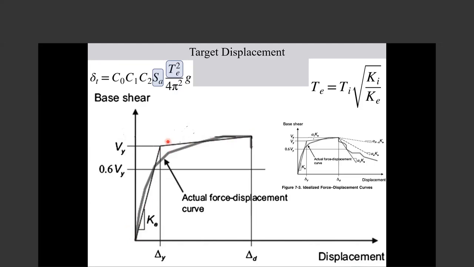These two lines should satisfy two requirements. One requirement is that the area under these two lines should be equal to the area of the real building. So the energy between the equivalent model and the real model is the same. So the area should be the same. Also, this line, at the point where it intersects the curve, should be 0.6 times this.